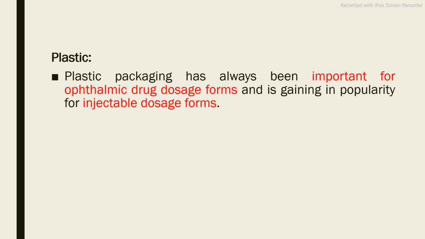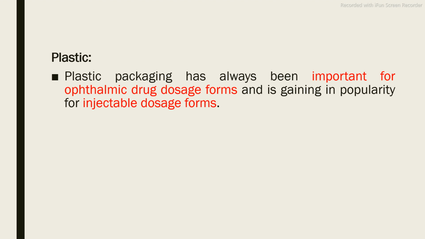Then again, it is very difficult to handle large size glass containers, whereas small size ampoules and vials we can easily handle. If the container is broken, there will be complete wastage of the parenteral preparation. So that's why plastic is the packaging material for large volume parenterals, and mainly we are using this plastic container for ophthalmic preparations.